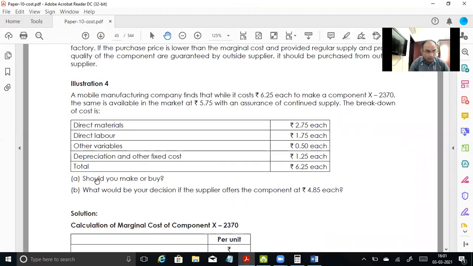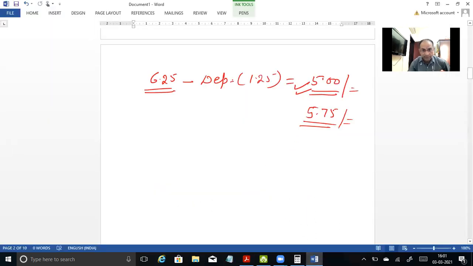Moving on. Okay, one more point is given here. First question was, should you make or buy? So the answer is, we will make it. Second is, what would be your decision if the supplier offers the component at 4.85? Yes, we will go for it. If the component is available at 4.85, which is less than our marginal cost, then we would go for the market. In that case, we should not produce it inside the factory, right?